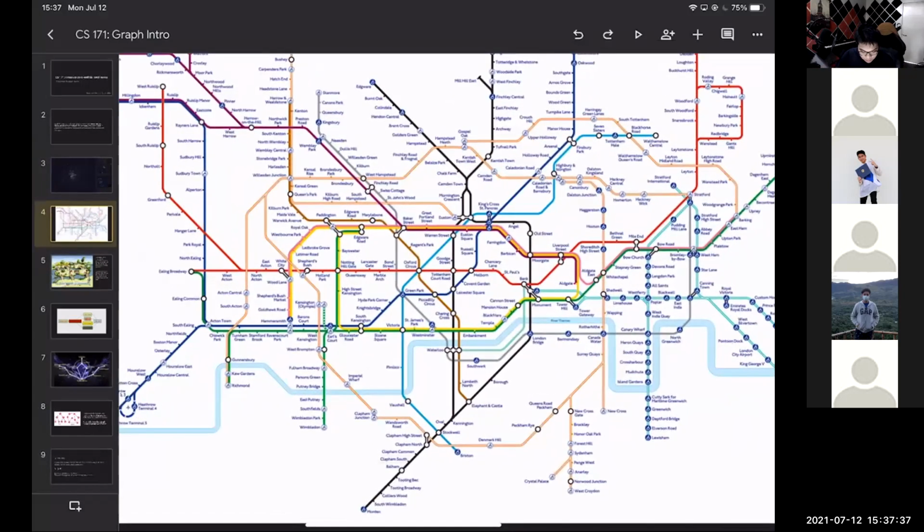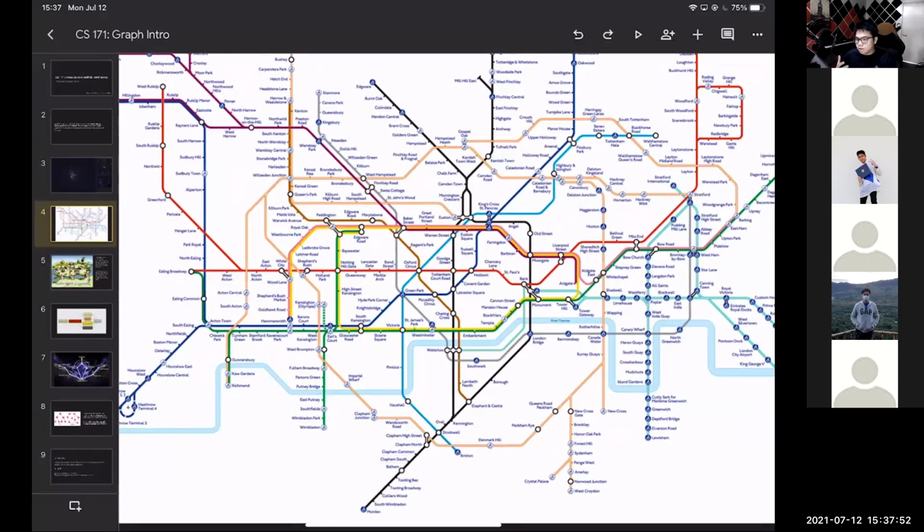This is the London Underground. If you guys watched the Euro, this place is probably super trashy right now because of what happened with the English team. But essentially, it's a network now.